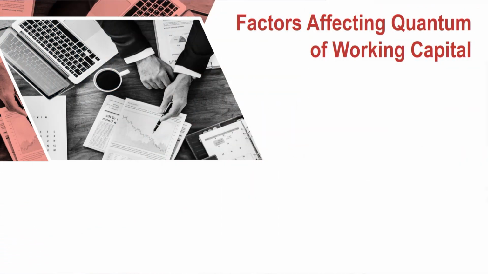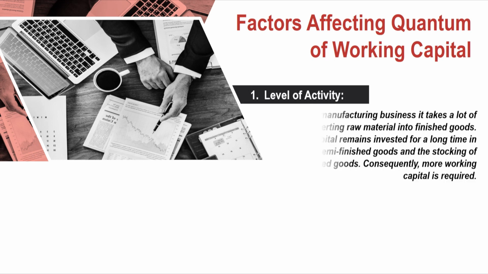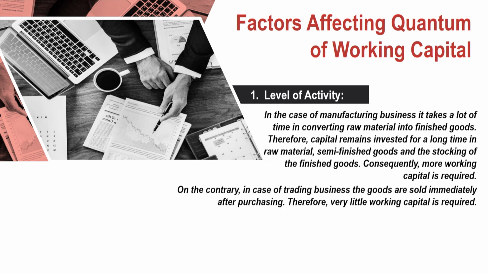Next is the factors which affect the quantum of working capital. The quantum of working capital will basically depend upon two factors. First is the level of activity. That means, in the case of a manufacturing business, it takes a lot of time in converting the raw material into finished goods. Therefore, the capital remains invested for a long time in raw materials, in semi-finished goods, and the stocking of the finished goods. Consequently, more working capital is required. On the contrary, in case of trading business, the goods are sold immediately after purchasing. Therefore, very little working capital is required.